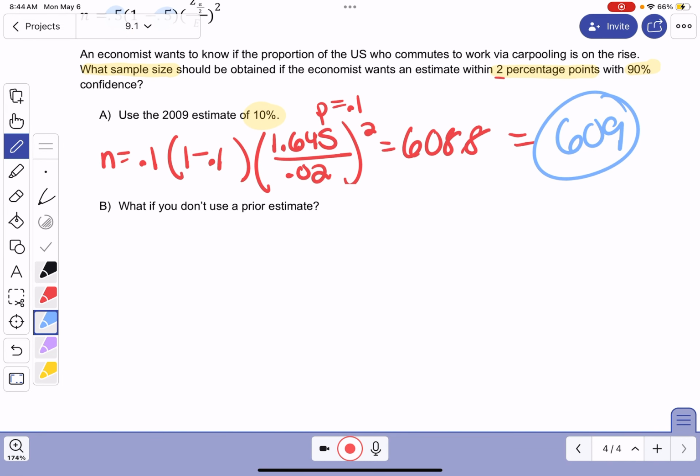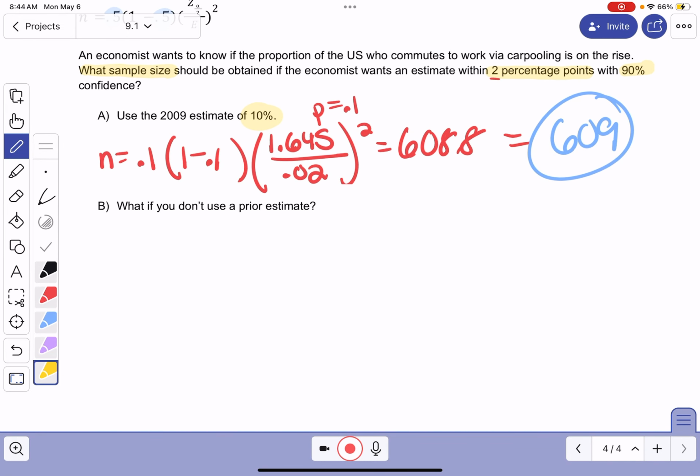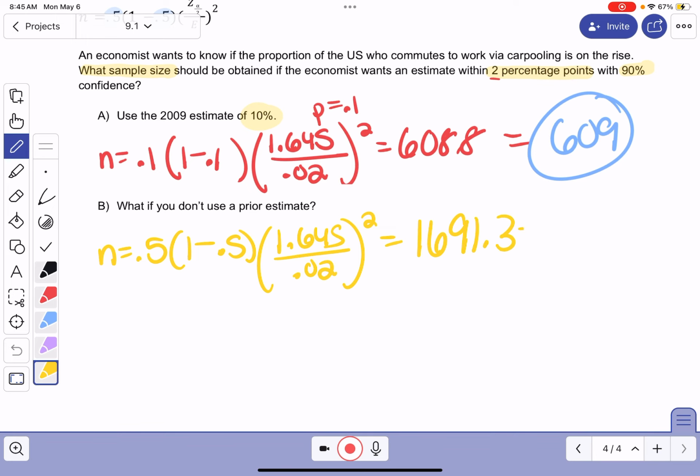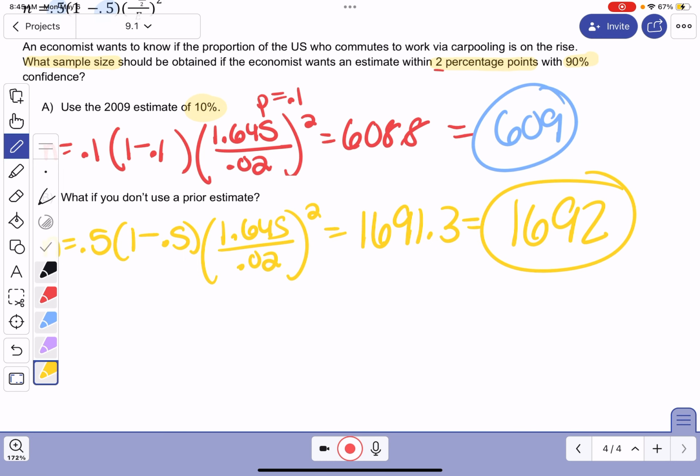Now let's say we didn't already have an estimate. That's when we use the 0.5. So 0.5, 1 minus 0.5. The other numbers aren't going to change. We just don't know a prior percent. So if I type that in, I'm going to get 1691.3, which means we have to ask 1,692 people. The biggest part is showing, hey, if we don't already know a percent, we have to ask way more people to get one because we have nothing to narrow it down to. So that is 9-1. Let me know if you have any questions.